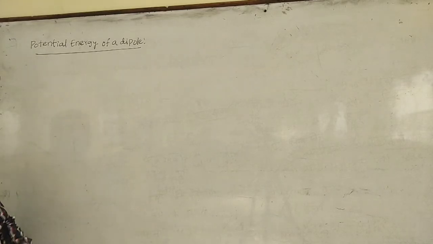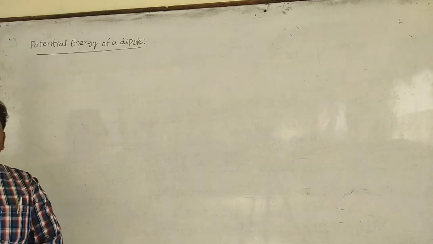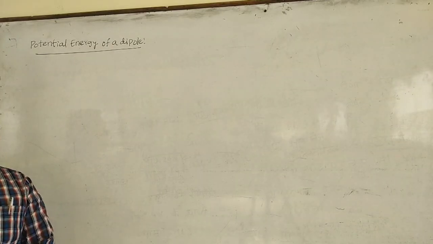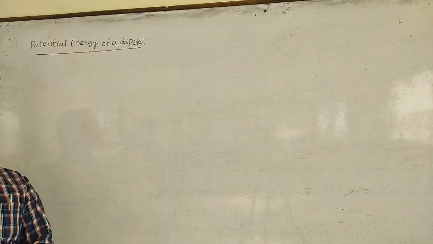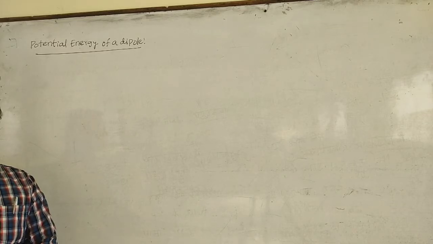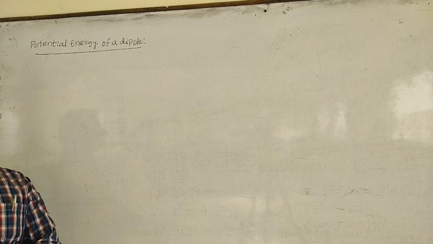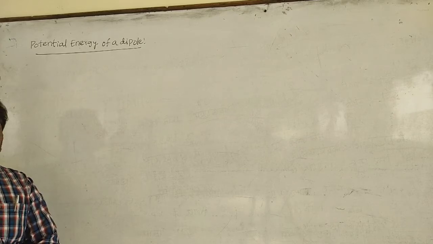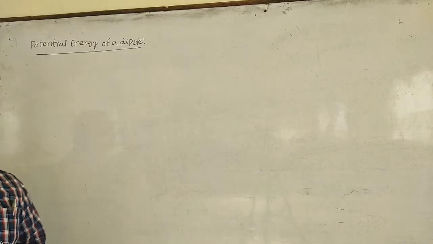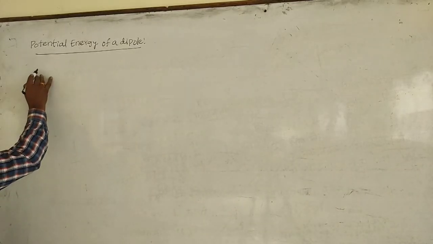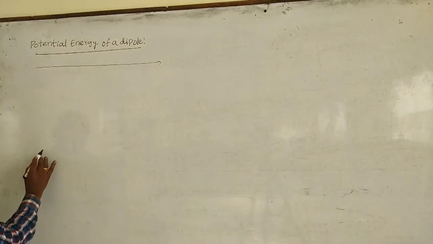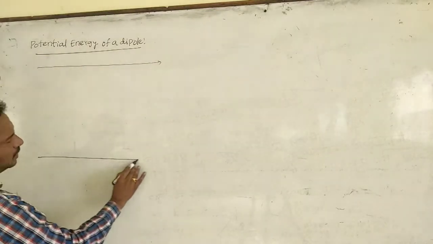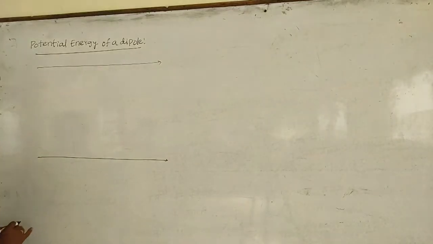Today we are going to discuss the potential energy of a dipole. First, consider a uniform electric field. A uniform electric field means the electric field everywhere has the same direction and the same magnitude. Let's say this is the uniform electric field.